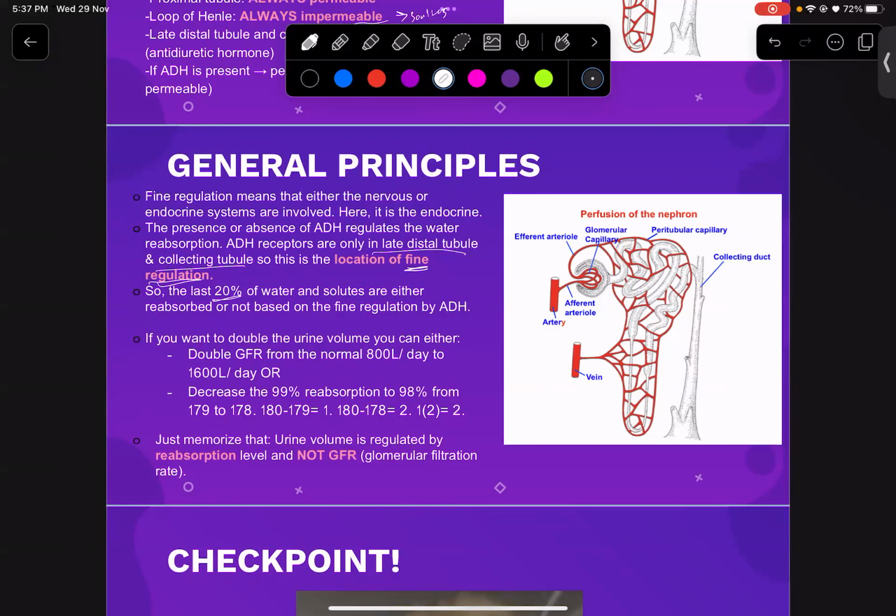We started off with 800 liters of blood passing through, and then 180 liters of plasma is being filtered. I'm so sorry guys, 180 liters, and then 179 is basically being reabsorbed, okay? So if we decrease this 99% to 98%, we're actually going to get 178 of the plasma being reabsorbed.